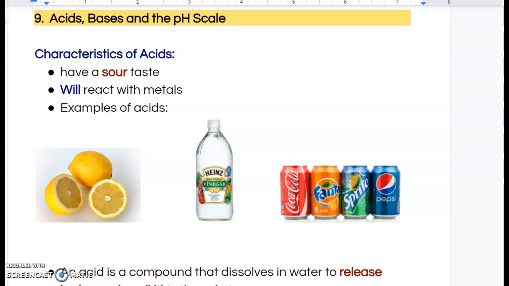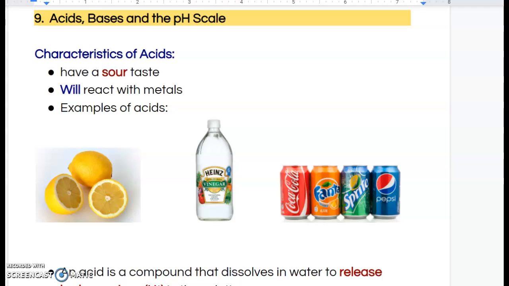All right, so today we're going to look at acids and bases and the pH scale, the characteristics of each of these, and what is an acid and what is a base. And then tomorrow we're going to discuss neutralization reactions. So today we're looking at these acids and bases and the pH scale.